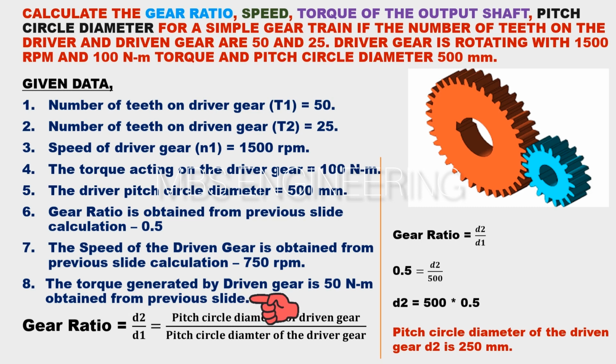Gear ratio is equal to D2 divided by D1. Gear ratio is equal to pitch circle diameter of driven gear divided by pitch circle diameter of the driver gear. 0.5 is equal to D2 divided by 500. D2 is equal to 500 into 0.5. D2 is equal to 250 millimeters. The pitch circle diameter of the driven gear D2 is 250 millimeters.